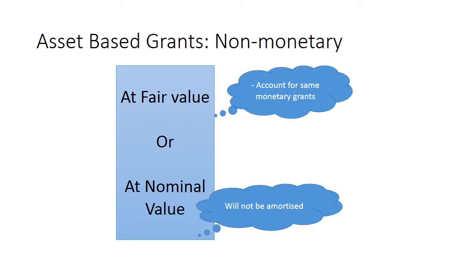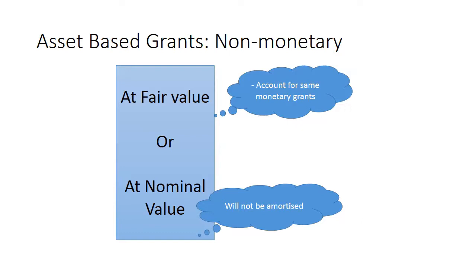So here's our structure for non-monetary asset-based grants. Just note, we are still busy with asset-based grants, so the goal is still to acquire a long-term asset. Now we're focusing on non-monetary grants. For example, now you get the building instead of receiving money to buy a building. So what's the difference? With monetary grants, you receive money to buy the building. But if it's a non-monetary grant, you just receive the building.